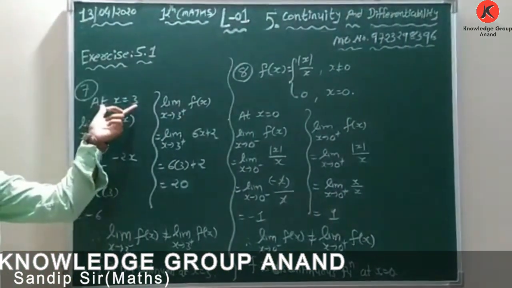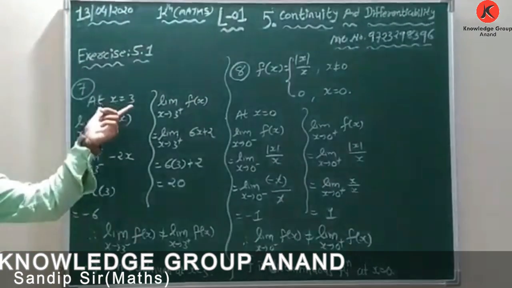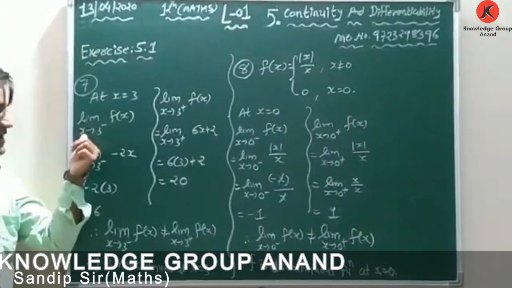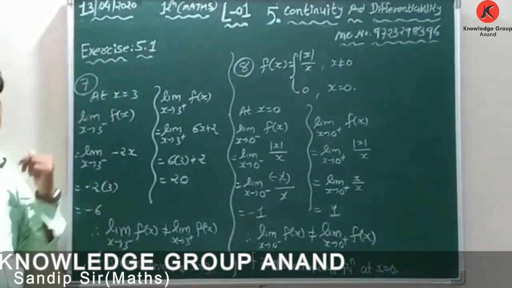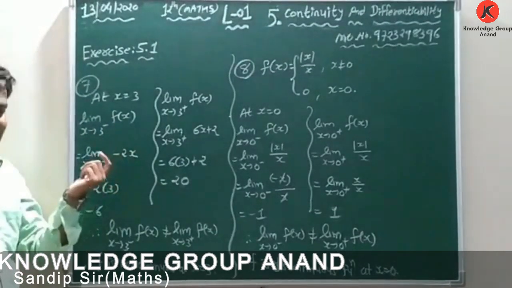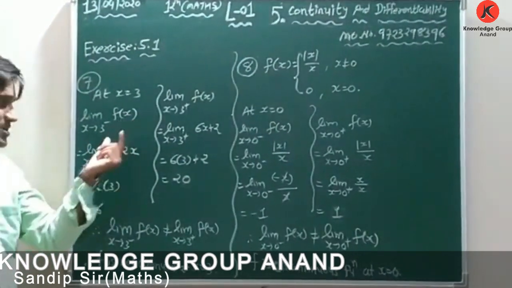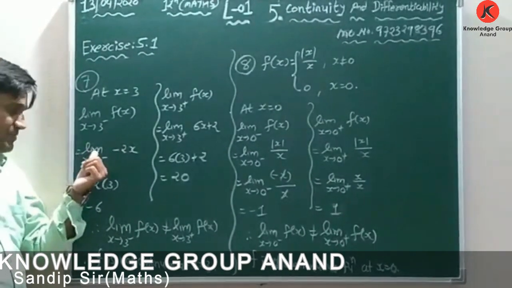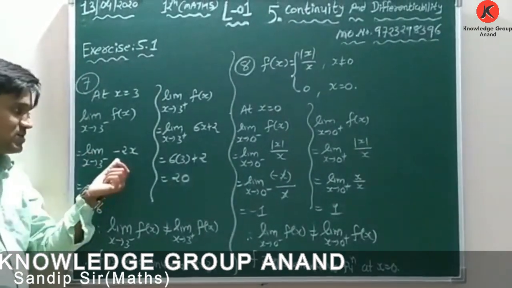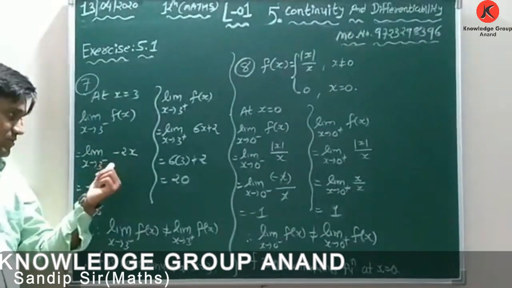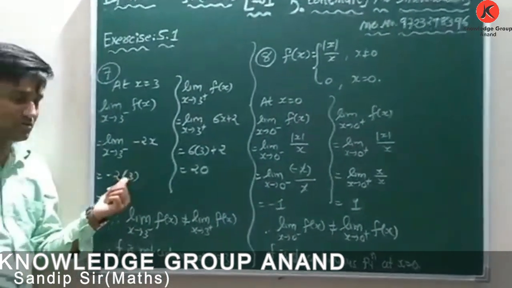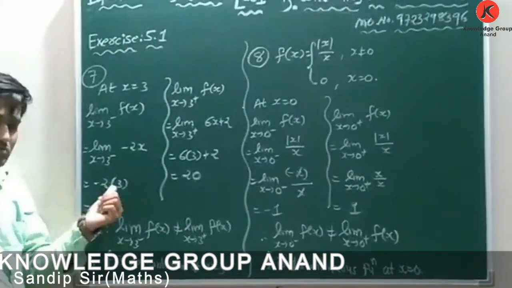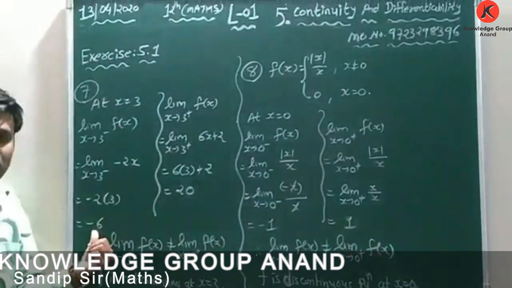Next, check out x is equal to 3. At x is equal to 3, limit x tends to 3 minus f of x. Slightly less than 3, that means the function is minus 2x. Okay, that means limit x tends to 3 minus of -2x. Putting the value in place of x, x is equal to 3, that means minus 2 into 3 is equal to minus 6.